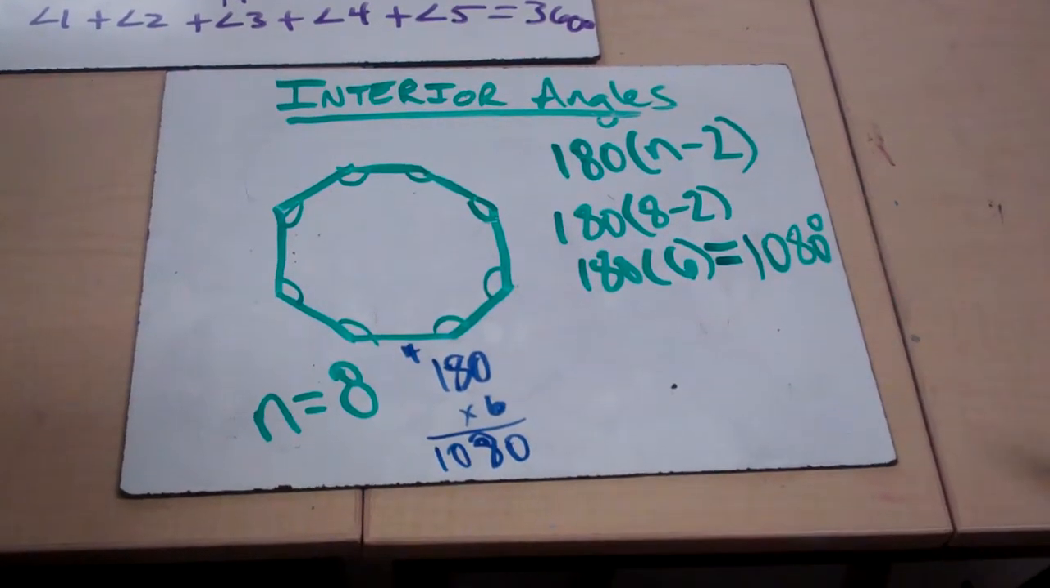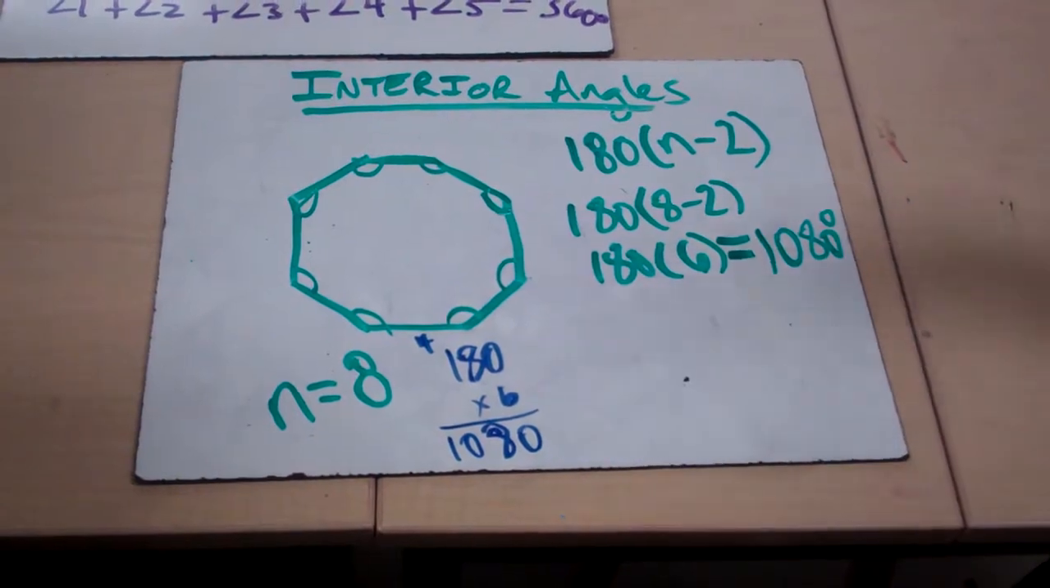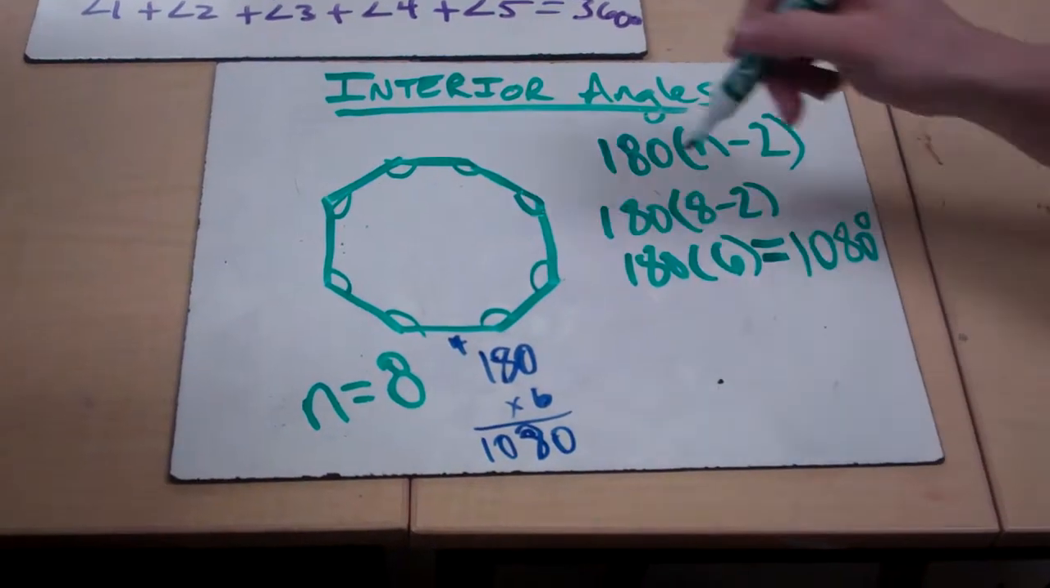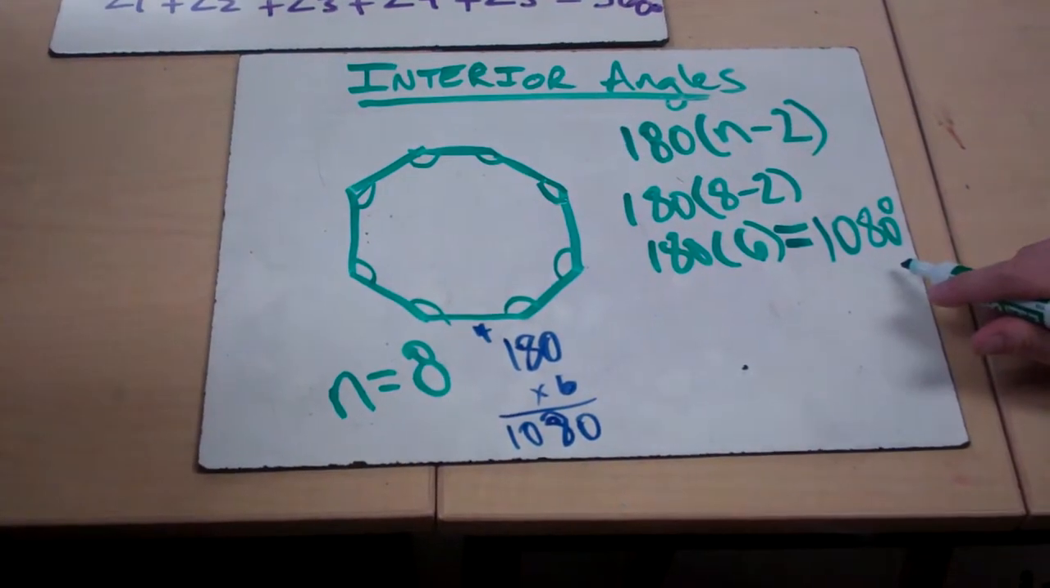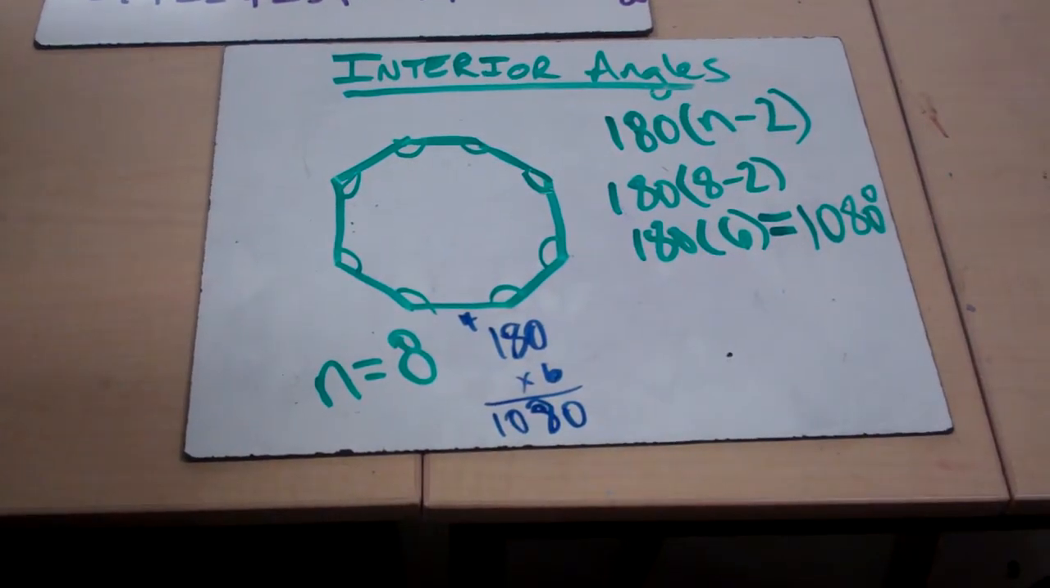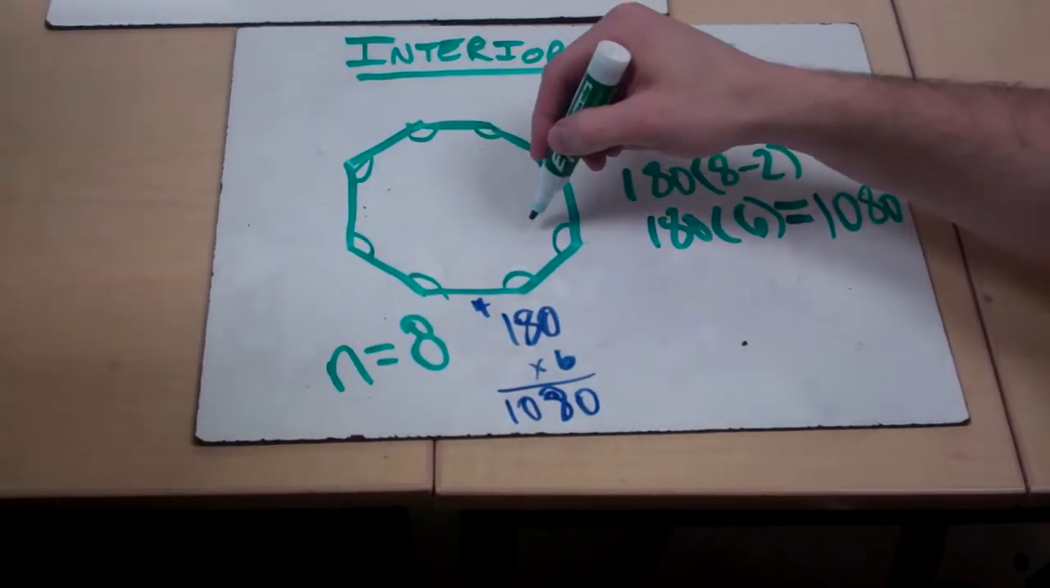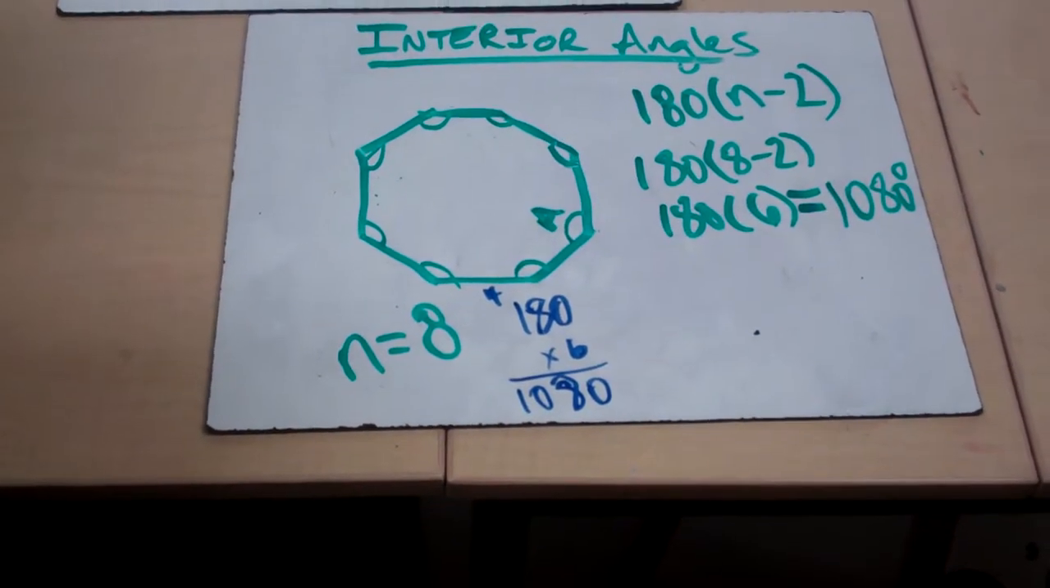1,080 degrees. Okay, remember my degrees here because we're talking about the angles inside of a polygon. So all of these angles add up to 1,080 degrees. But what if this question is asking you, what's the measure of one angle? Maybe they call this angle A. What's the measure of angle A?